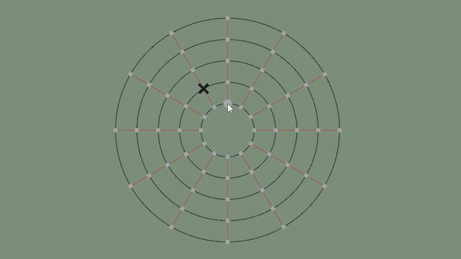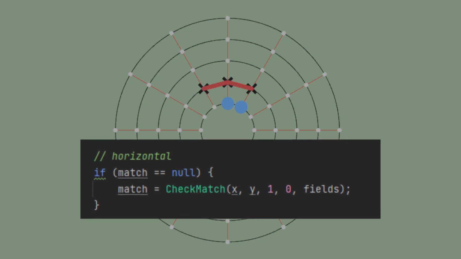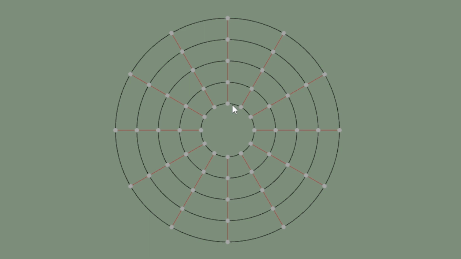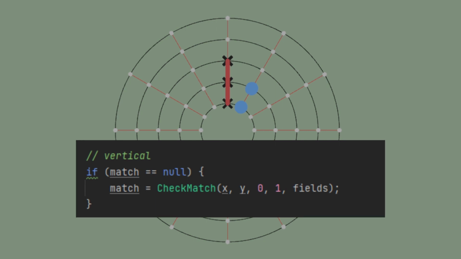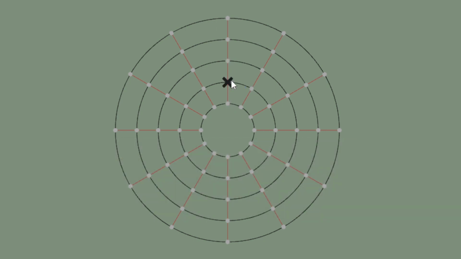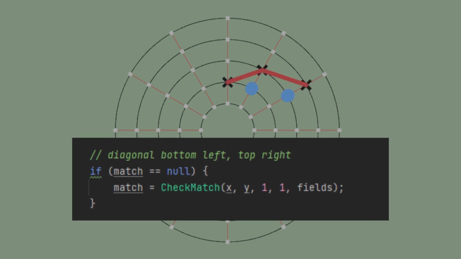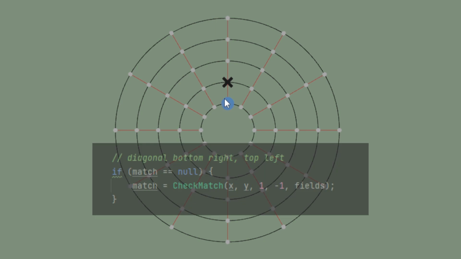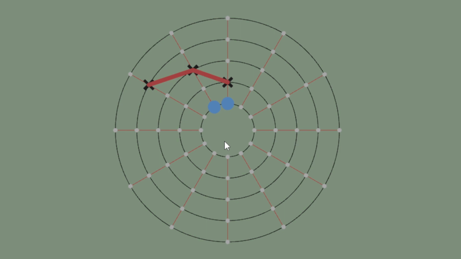The first pattern is the horizontal pattern. The second pattern is the vertical pattern. The third pattern is the diagonal from the bottom left to the top right. And the last is the diagonal from the bottom right to the top left. I can also show you this quick example to show you that the continuous X search is working by searching from 0 to 11 to 10.